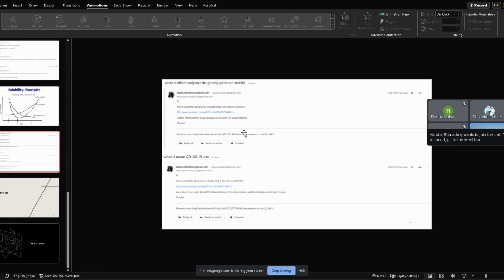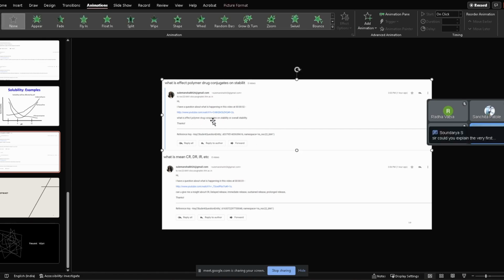Hey Suleiman, we've just answered a couple of questions you've had. So basically, to recap, what is the effect of polymer drug conjugates on stability? It depends on your definition of stability. If you're talking about the improvement of the pharmacokinetics of the drug, definitely polymer drug conjugates improve the stability and improve the pharmacokinetics of the drug.